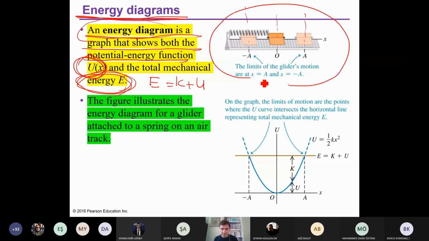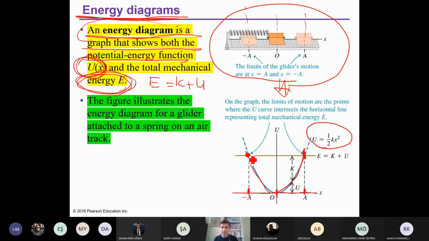This is the x, and this is the equilibrium condition. This is the maximum stretched position of the spring. This is the maximum compressed position of the spring. Okay, this is the potential energy of the spring. So at this condition, we have maximum potential energy for the maximum stretching, and at this condition we have maximum potential energy for the maximum compressing.